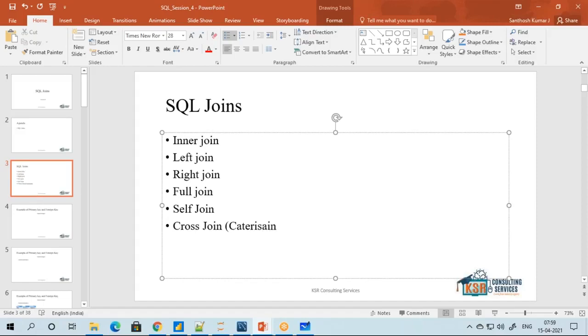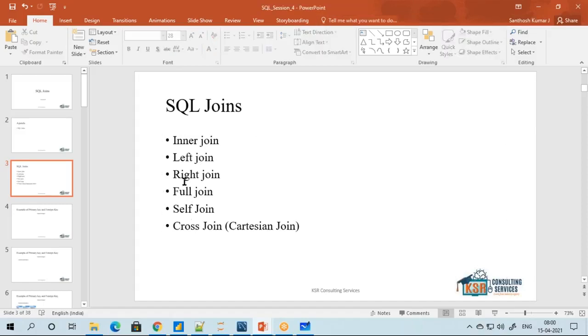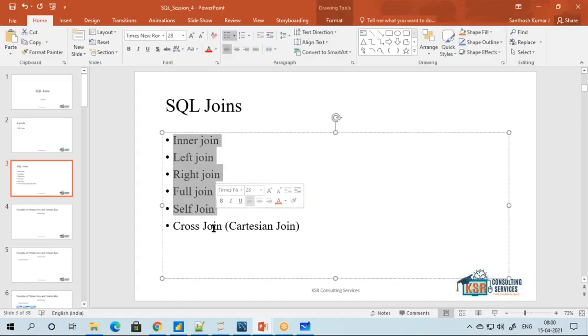Okay. Cartesian. What is the spelling? Cartesian join. So cross join or Cartesian join, both are same. This is the last join we are going to see. You have to explain this to me. Since you have already learned this, you explain this to me.